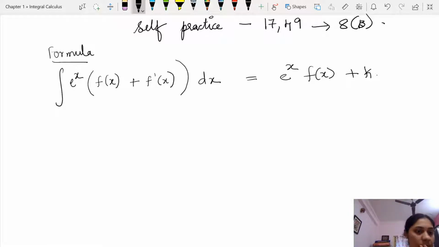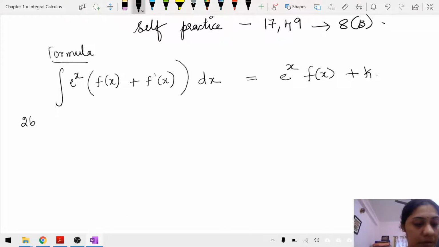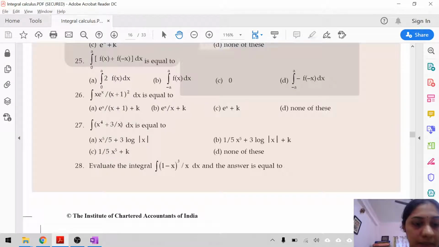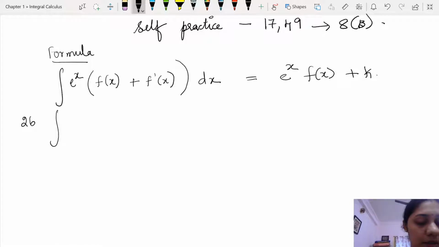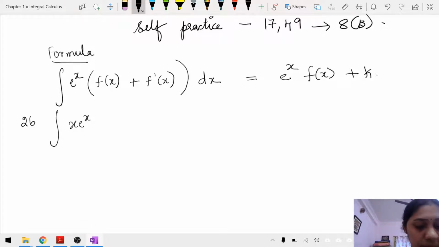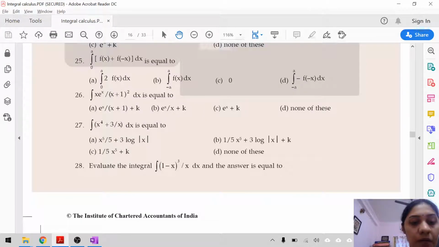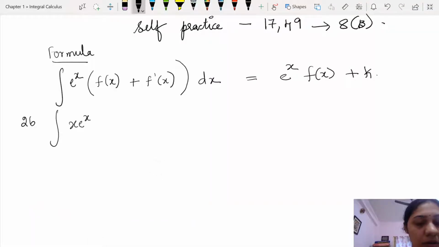Now let us look at a question so that we can solve this and see what exactly I mean by this. Let us look at question number 26. Let me write it down. Integral x e power x divided by x plus 1 the whole square.